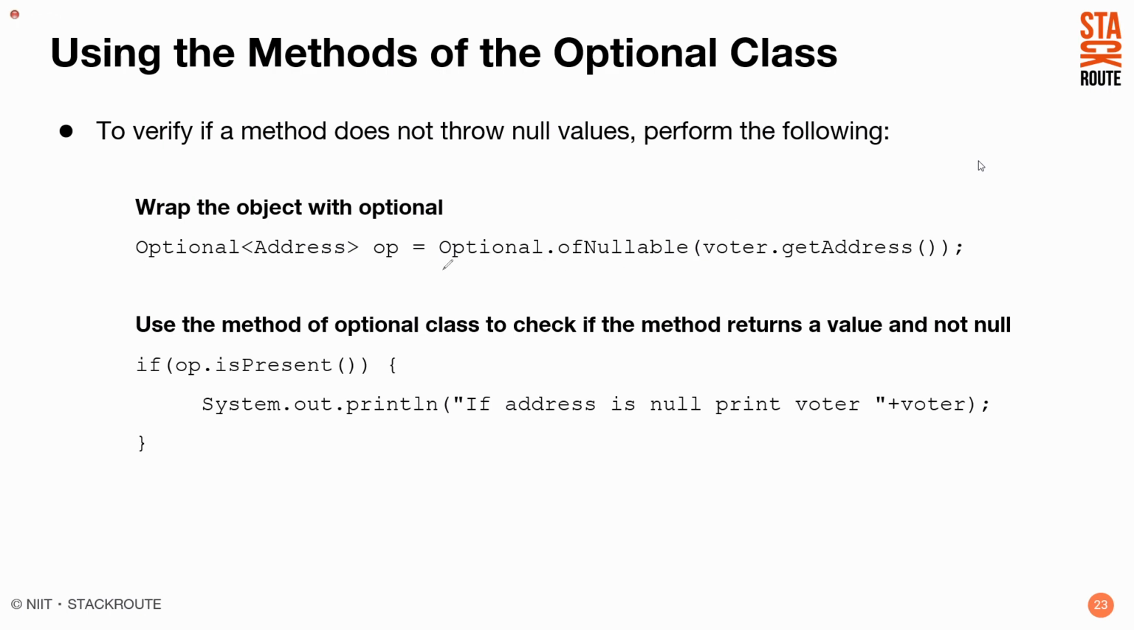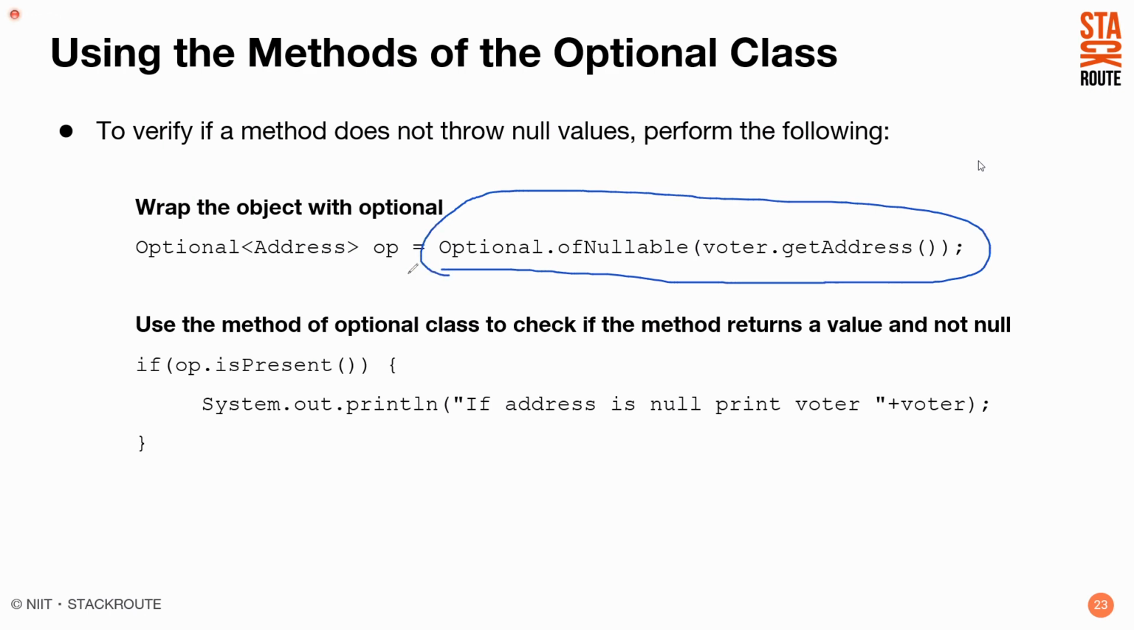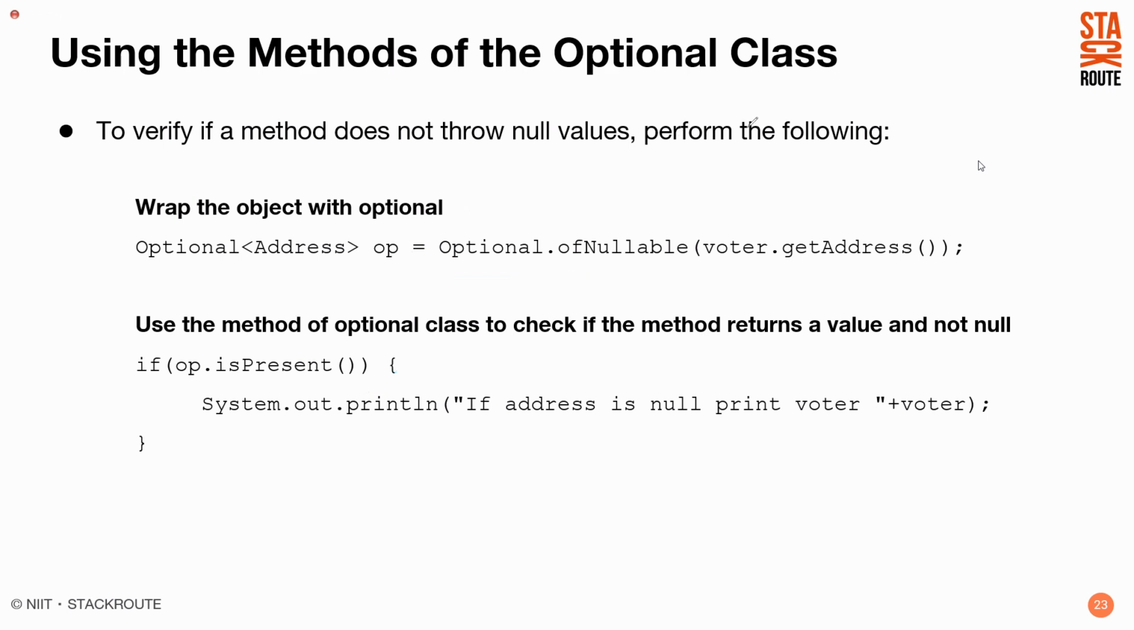So I'm going to return all my collection. I'm getting all the addresses and I'm storing them in my object op. Use the method of the optional class to check whether the method returns a value or not null. Further to that, I can call the isPresent method. If it is present, it will enter into the if block, otherwise it will not enter. So by this, I can overcome the null pointer exception.